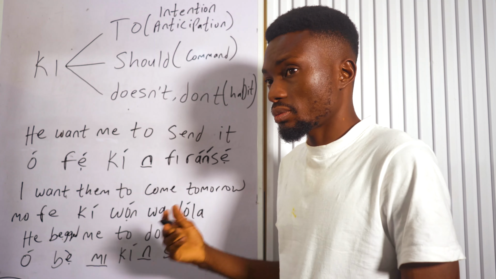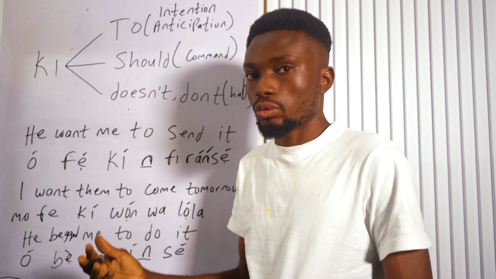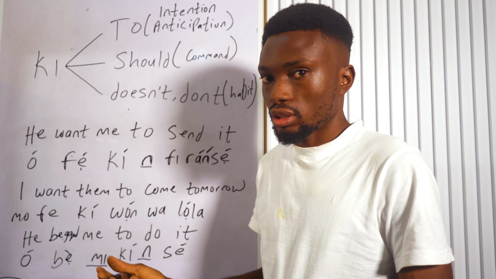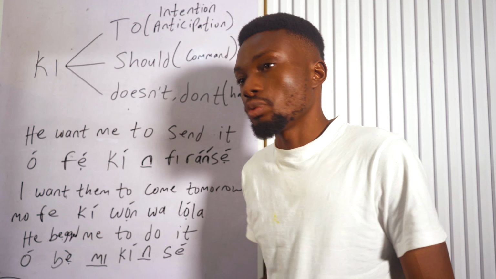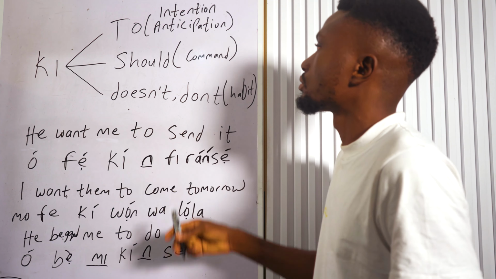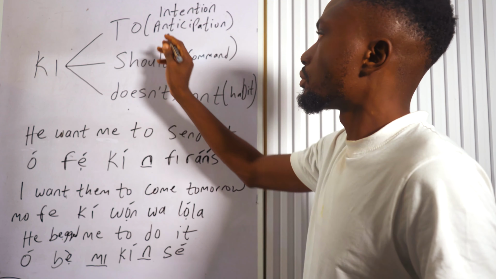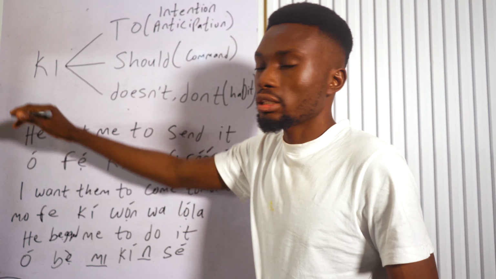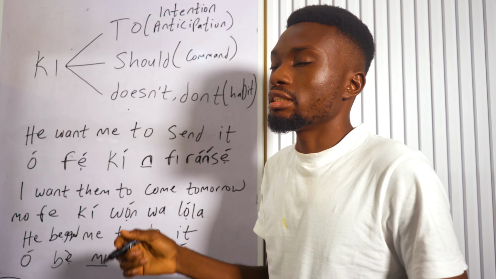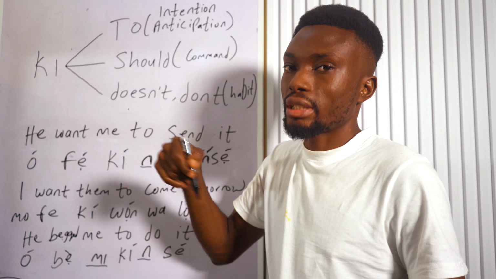So that's why sometimes I say, the more you speak the language, the more you get corrected about some things, and then you become better. So that's it for kí, which is to show intention and anticipation. But most of the time, you use it as kí when the intention is based on someone else.